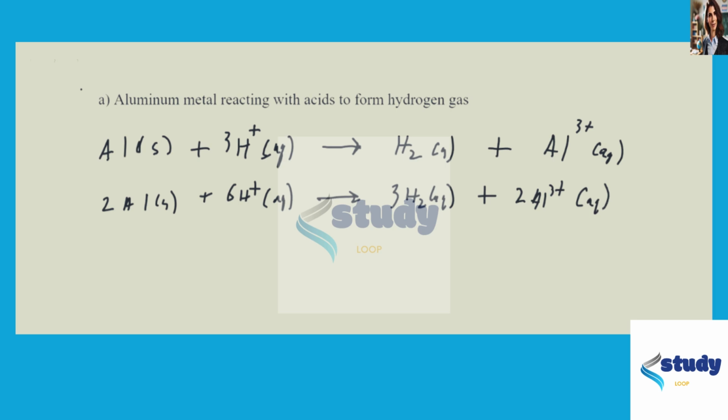And we did that by saying that this aluminum needed to be oxidized in order for this hydrogen to be reduced. So we included Al3+ on the right side. And then we just multiplied the coefficients until we were able to have mass balance on the left and the right.